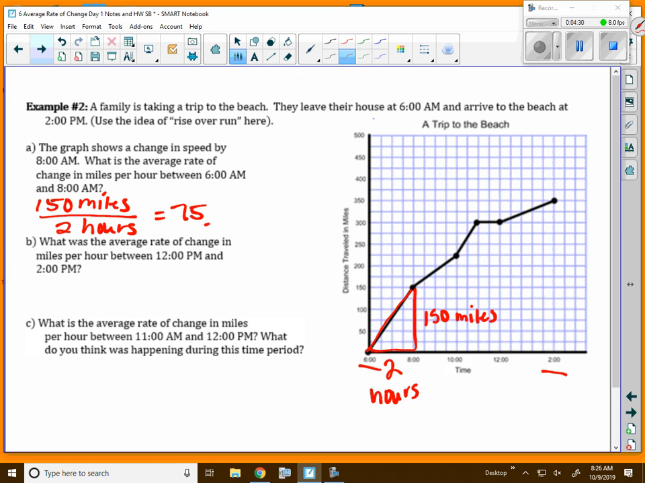So is it fair to say that they were traveling at a speed of 75 miles per hour? Yes. Okay, so that's 1 hour for every 75 miles.